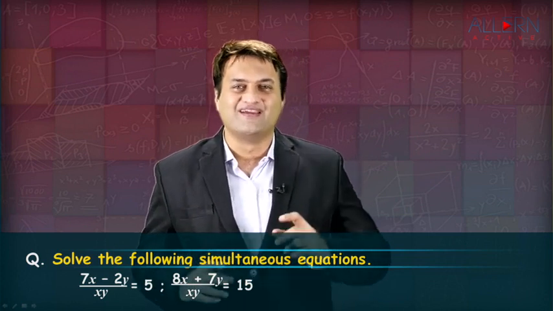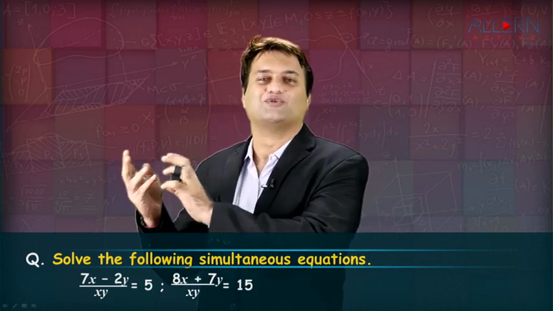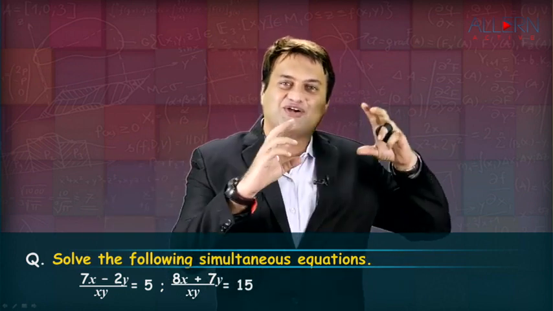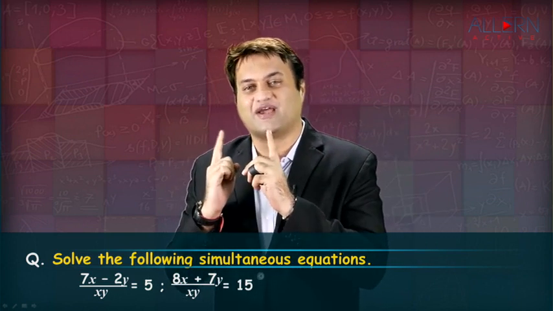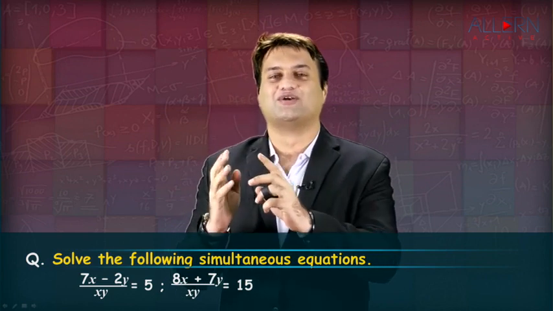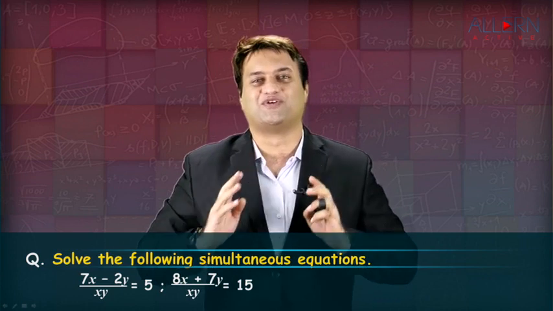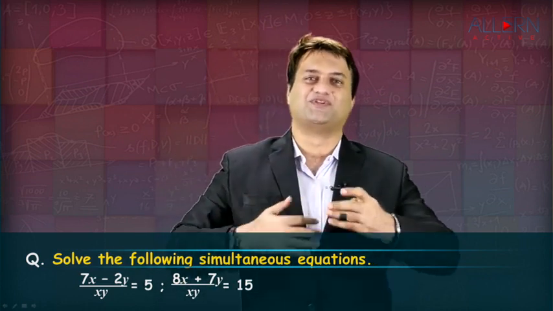Because normally it used to be like 2 upon x plus 3 upon y is equal to something, so there were two terms, 2 upon x plus 3 upon y. Now here there is only one term, (7x - 2y)/xy = 5, and (8x + 7y)/xy = 15. So again, something new to learn. What is it? Let's see.